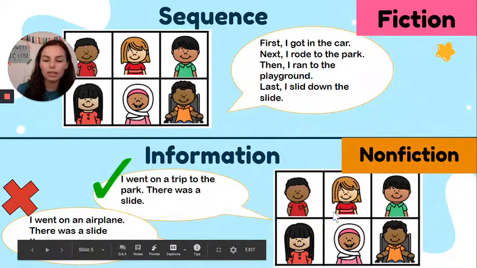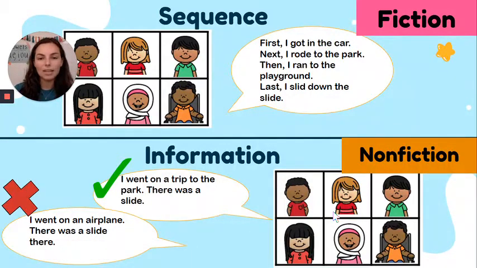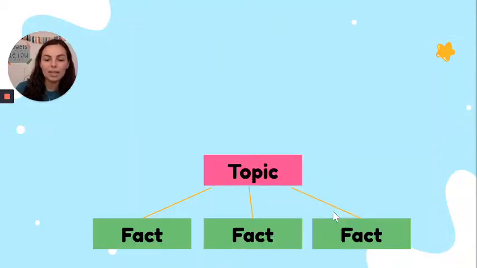So what's important is that we get the topic and the facts down. So I said topic and facts. In stories, we talk a lot about details, but in informational texts, which are nonfiction, we're talking about real, true facts.